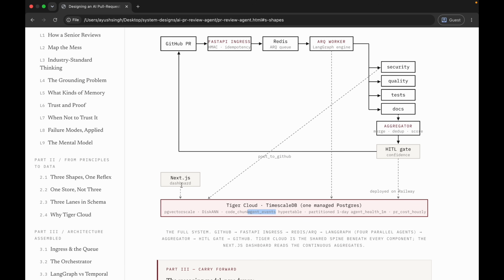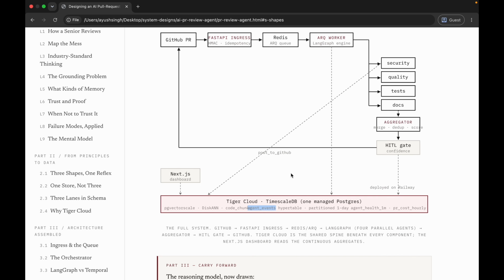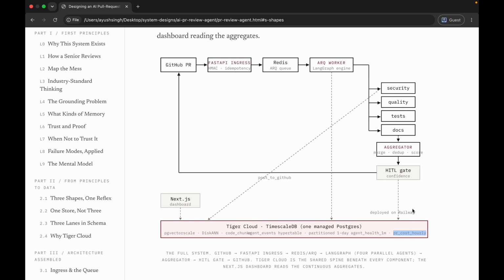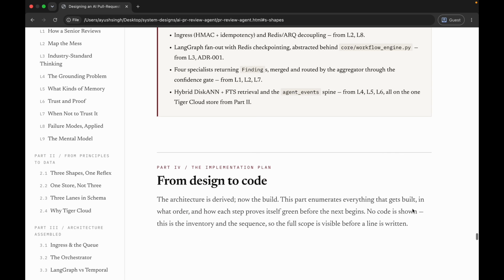So basically, we're not managing different databases. We're just managing one managed Postgres database itself, which gives us almost all our abilities. For example, in the economics and tokens, in the phases, we want to track PR cost hourly. What is the cost, right? And if it is beyond our current budget, we may not go ahead with that. So this is the whole architecture in general.